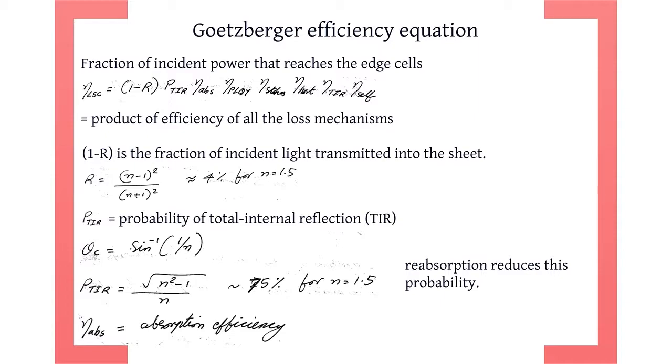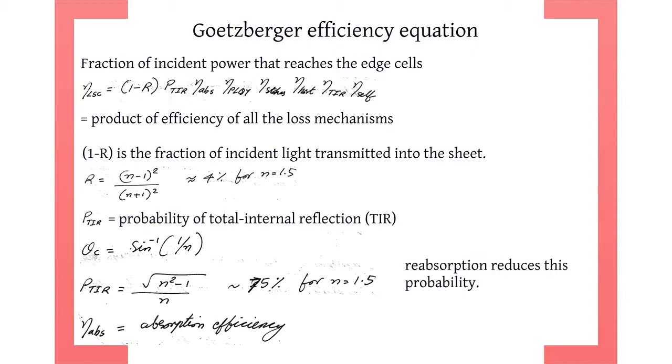It's inverse sine of 1 over n, shown there. And the probability of being trapped can be approximately calculated as square root of n squared minus 1, divided by n. We didn't derive this, but it basically comes from computing the solid angle divided by 4 pi. I won't go into the details. Not important for us. But that number comes out to be about 75%.